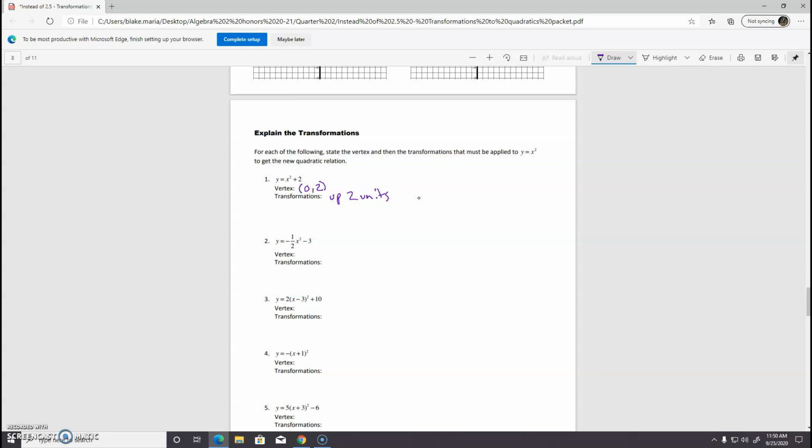And then just go from there. So here, my new vertex, again, there's nothing with that x squared, so we're going to say 0, -3. And I would just kind of start from the beginning. So that negative out front is going to be a reflection over the x-axis.